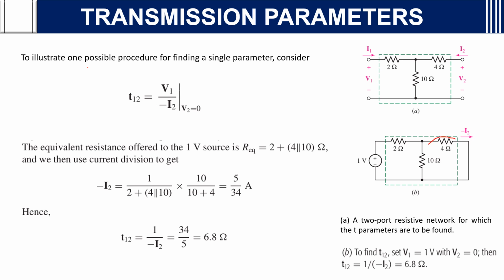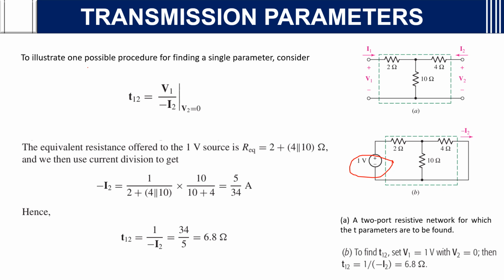Then these two are in parallel, in turn in series with the 2, and apply the current division rule here. You will get minus I2 as 5 by 34 amperes. Then T12 will be equal to 1 by minus I2, since we took the voltage V as 1 volt. I2 is 5 by 34, so the 34 goes to the numerator. So 34 by 5 we get as 6.8 ohms as T12.